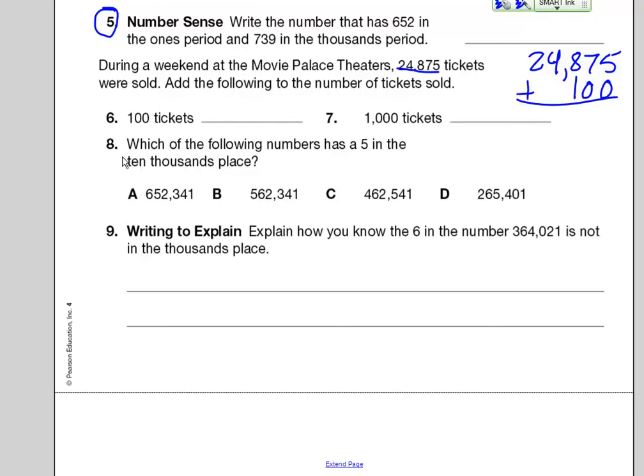Okay, go ahead and try number 8 and number 9 on your own. Please write number 9 in a complete sentence, and good luck to you. You should do really well on this.